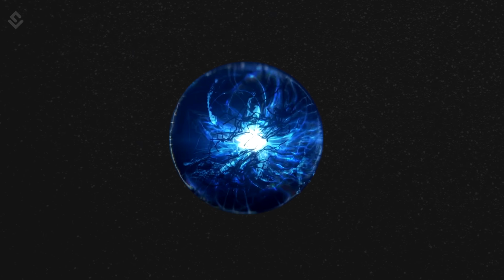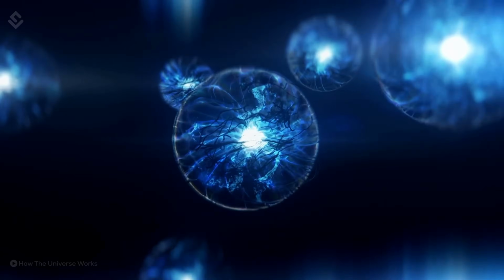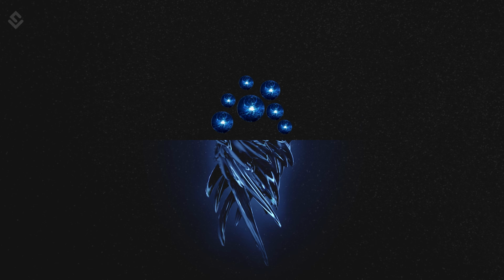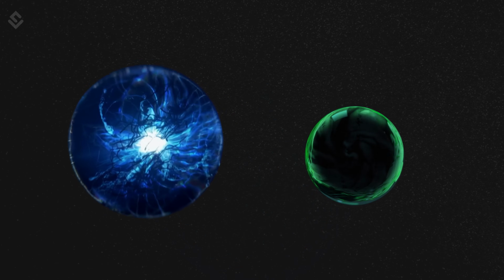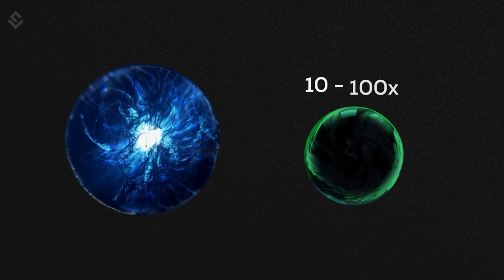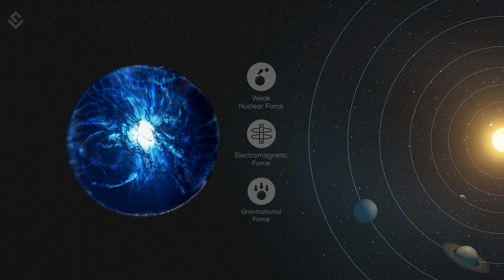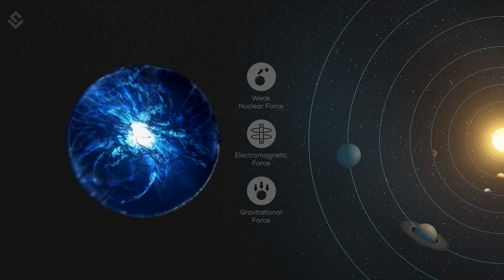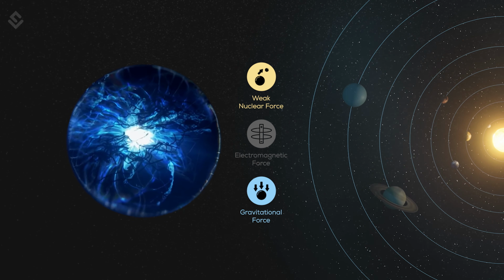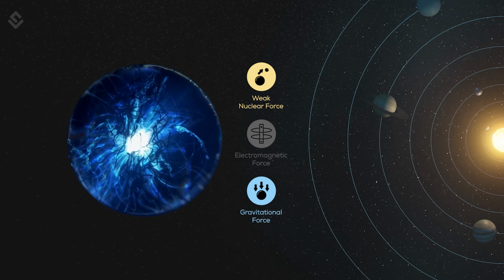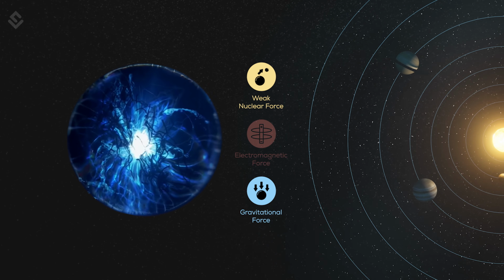WIMPs in particular are widely studied in the field of dark matter cosmology. According to this theory, dark matter is composed of particles with a mass close to 10 to 100 times the mass of protons. These particles interact with normal matter particles only through weak nuclear forces and gravitational forces. They do not interact with matter electromagnetically and thus cannot be directly detected. Their gravitational pull binds them with matter in galaxies.